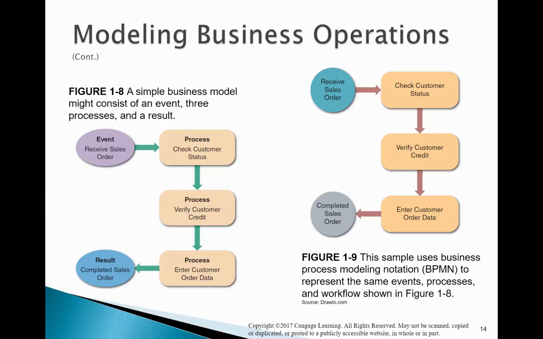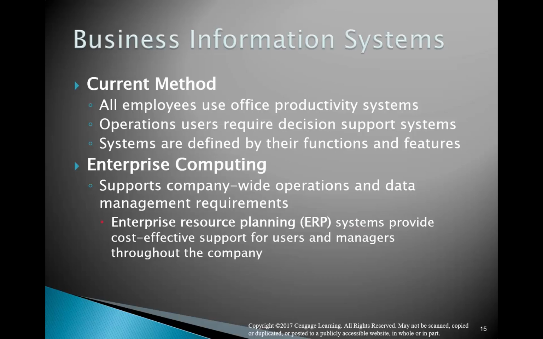Here's something that you'll have to do. You all take a look at this. Setting up a business model. You have an event, you have a process, and then a result. You can see how this goes. You have a current method, then you have a method for improvement.